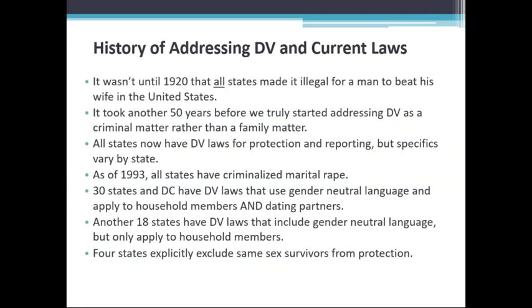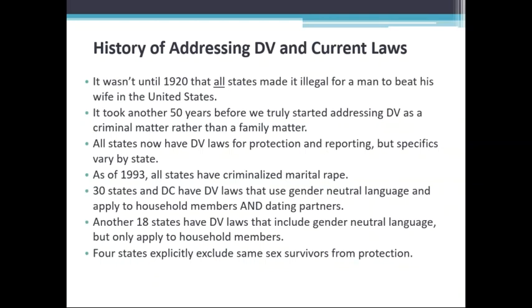So gender-neutral meaning you may still have protections if you're in a same-sex relationship. Household members, that means that you do have protections if you live together, but you aren't necessarily married. And fortunately, more states are even adding dating partners. You don't have to share a child, you don't have to live together, you don't have to be married, just dating partners often are protected as well.